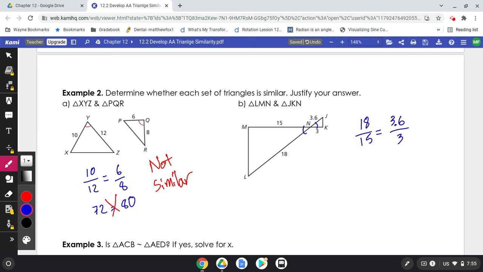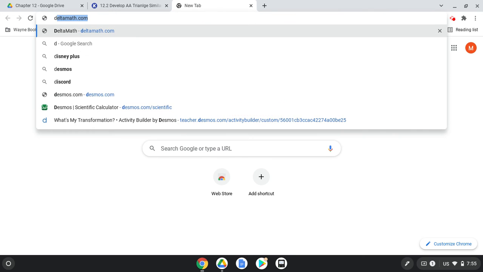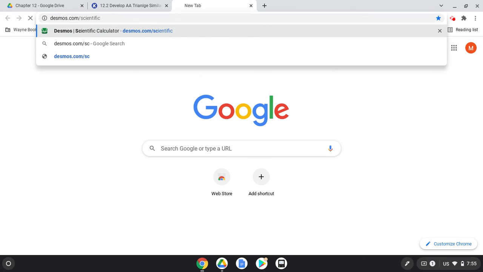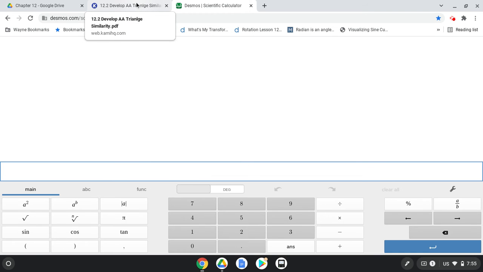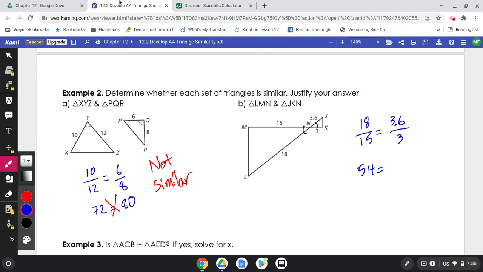So we cross multiply, and 3 times 18 gives us 54. Now you might not be able to do 15 times 3.6 in your head. That is fine. Just go to desmos.com/scientific. I think that's a good calculator. It can do a lot. So we have 15 times 3.6, and we get 54 as well, so we are good. Yes, they are similar. And our reason, if you want to justify, we have two sides that are proportional, and the included angle is congruent.